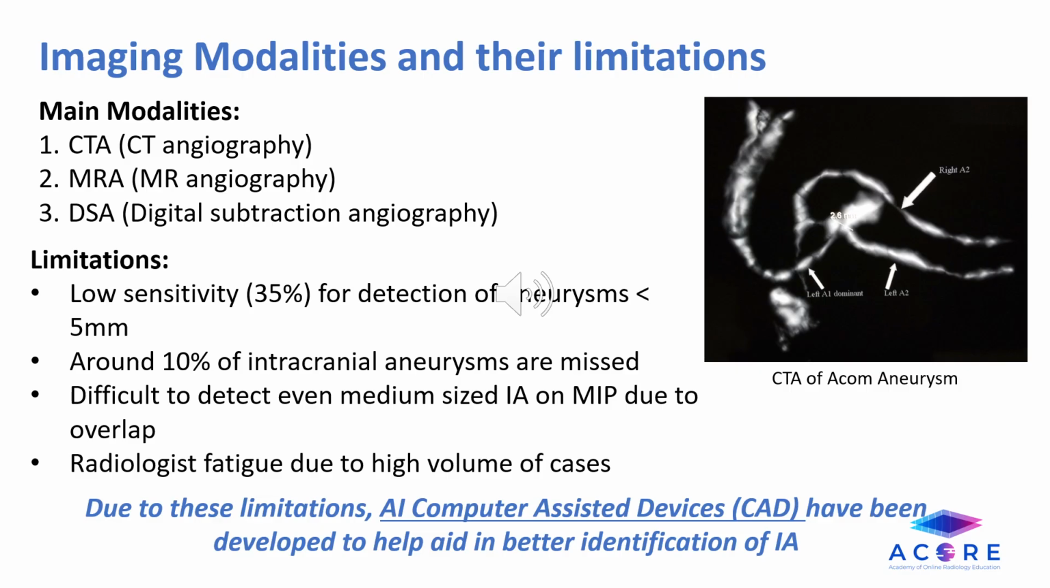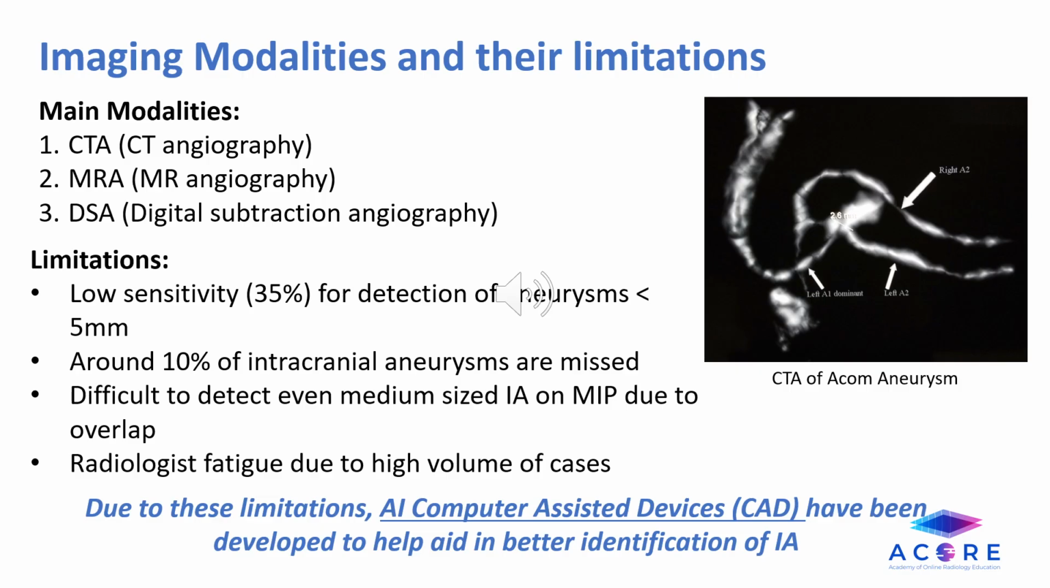Now, when we look at the general limitations, even with these imaging modalities, detection remains challenging. Around 10% of aneurysms are still missed during routine interpretation. And medium-sized aneurysms can be difficult to visualize on maximum intensity projection images due to overlapping vessels. Also, radiologist fatigue from reviewing large numbers of scans can further increase the risk of missed lesions.